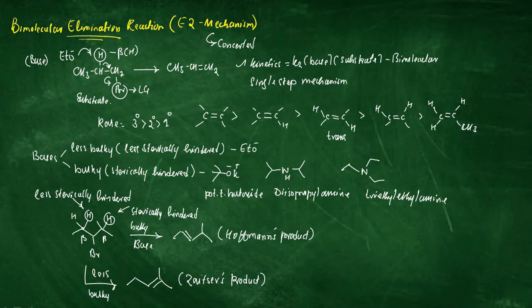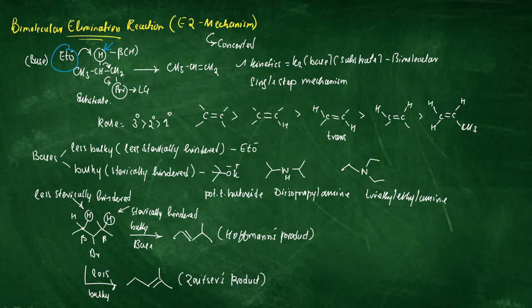Bimolecular elimination reaction is an important class of elimination reaction in which a strong base is required for abstracting a beta proton while expelling the leaving group from the starting substrate, giving rise to formation of alkenes as a product. For example, here we have shown a typical E2 reaction in which a base such as ethoxide is used for abstracting the beta proton. This is the beta proton.